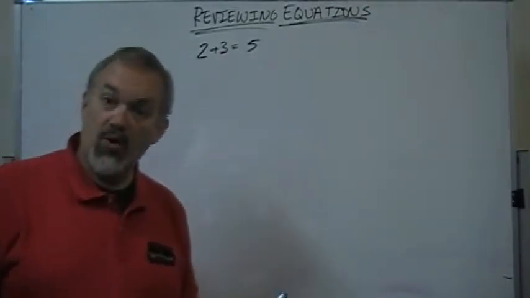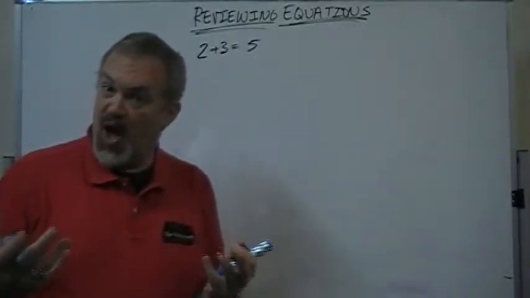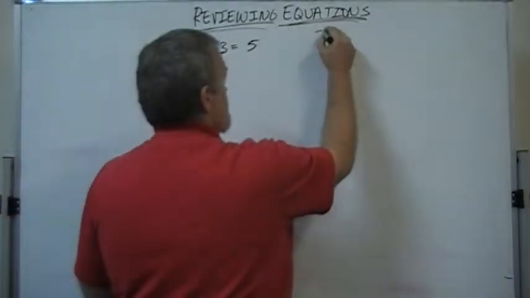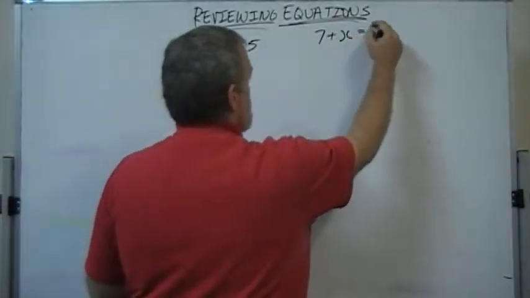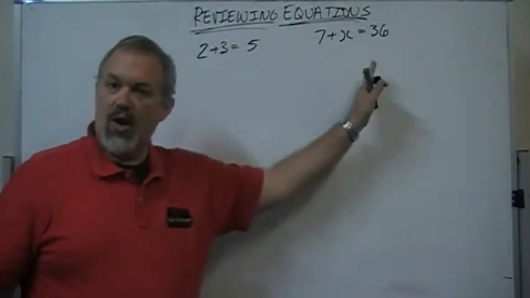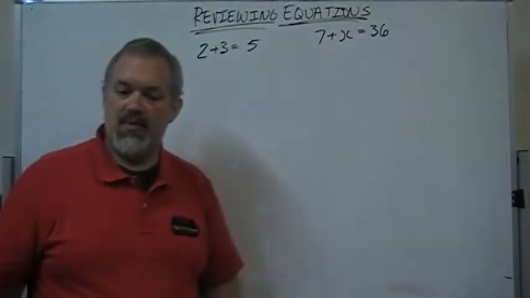I could use pronumerals, or we sometimes call them unknowns, in an equation. We could say something like 7 plus x equals 36. That's still an equation. It's got a pronumeral or an unknown in it. Okay, but that's another example of an equation.